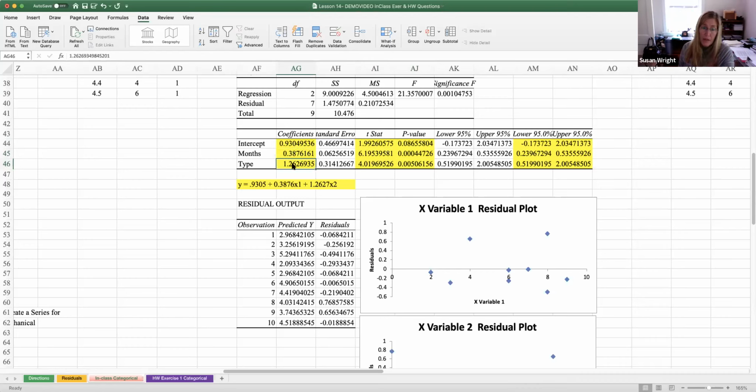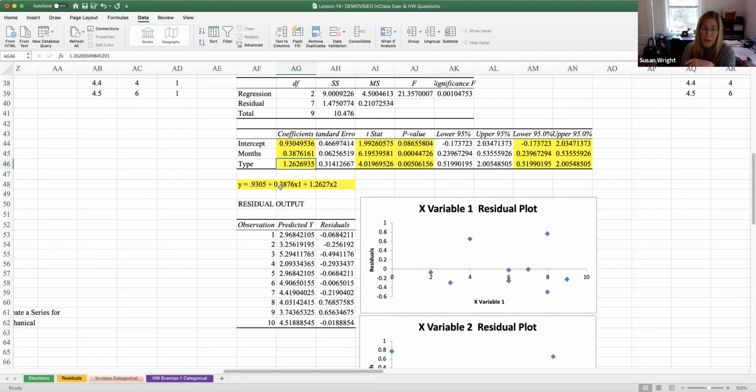And this, the type, so one was electrical. So that's saying that electrical takes 1.26 more, I think that was hours, the time was in hours, than a mechanical repair. Okay, so that's going to drive the amount of time. It depends on the type of repair.